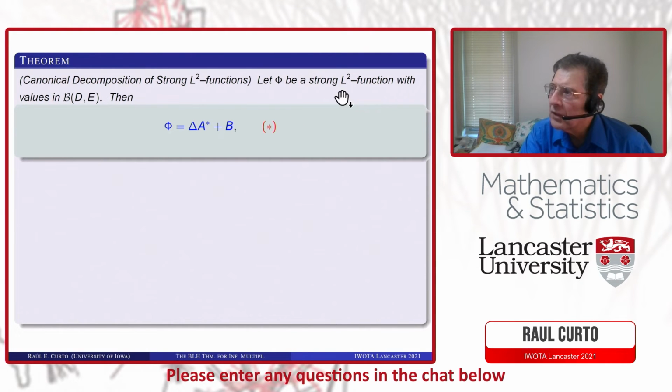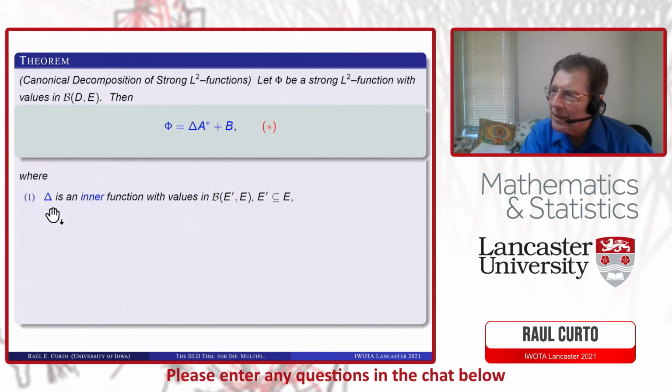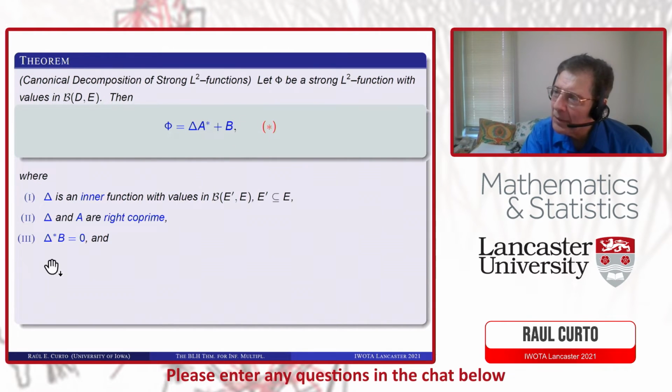Take a strong L2 function phi. Then phi is of the form delta A star, this is Douglas, Shapiro, Shields, plus a remainder B, where delta is an inner function, delta and A are right coprime, and delta star B equals zero. This is key: B is not just anything, but has to be in the kernel of delta star. If I hit everything with delta star on the left, this will disappear and I will have delta star delta A star.